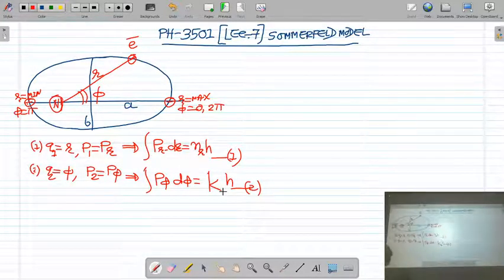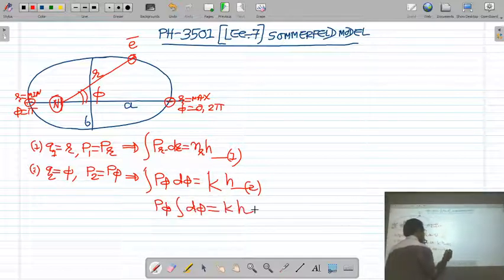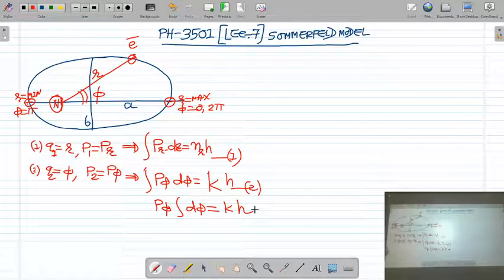Applying the Wilson-Sommerfeld quantization condition to the r coordinate, the phase integral p r dr is equal to n r h, and for the phi coordinate, the phase integral p phi d phi is equal to k h. In the last lecture we have solved this. p phi is constant, so the integral of p phi d phi is equal to k h.